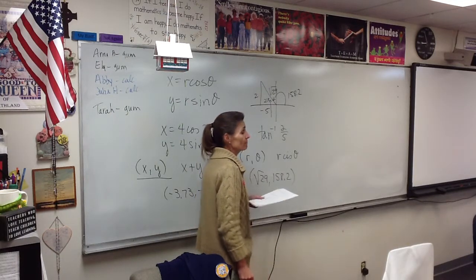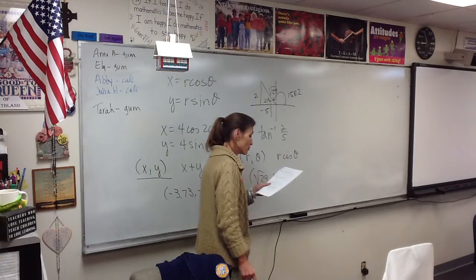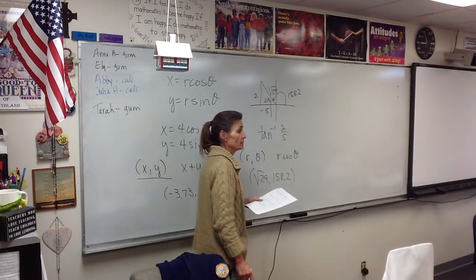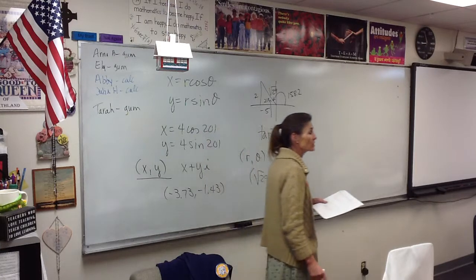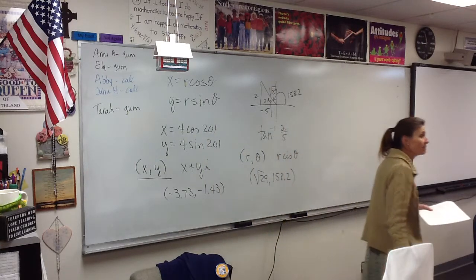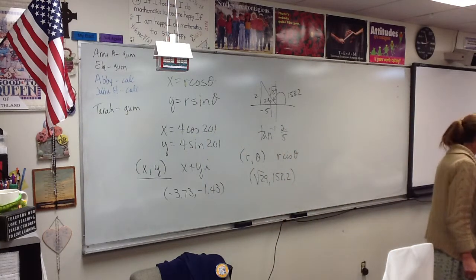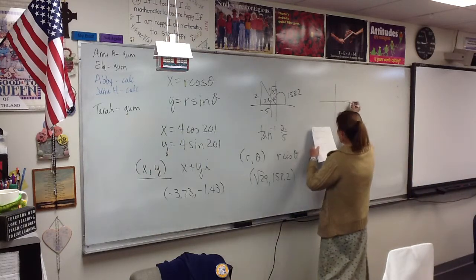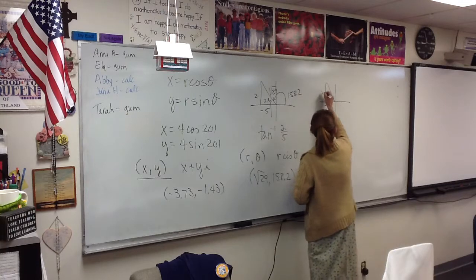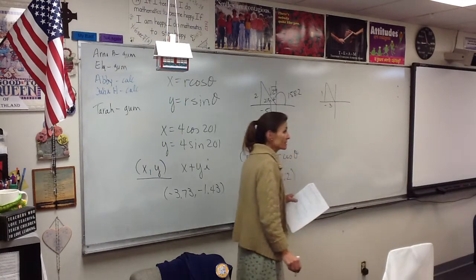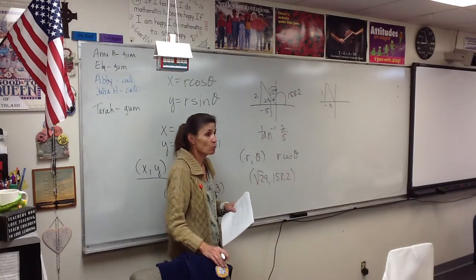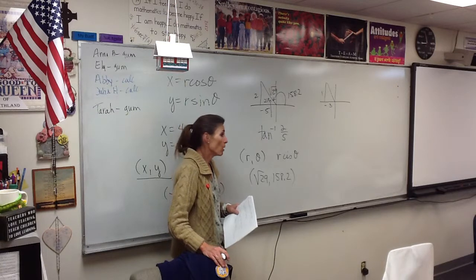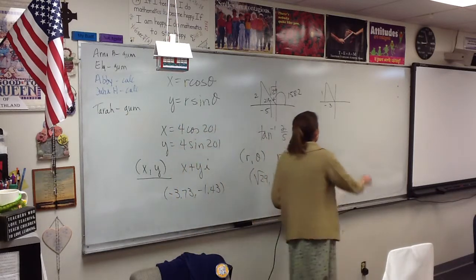All right, number 3. Convert to polar form. That means that what am I looking for? If I'm going to change this into polar, I need to find what? R and theta. So it's just like what I just did. X is -3, Y is 1. So what's R? Root 10.